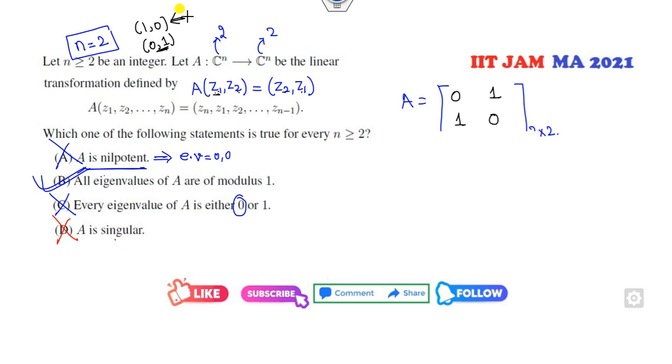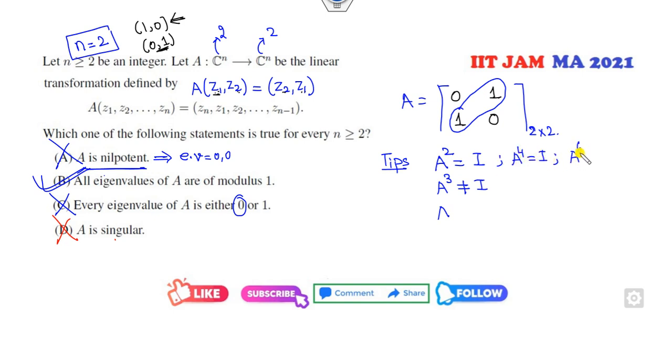Another tip related to this particular matrix, although this tip is not applicable for this example: whenever you have the diagonal entries 1, 1, then A square is always I. A cube is not I. Even powers are always I. A4 is I, A6 is I, and so on. But odd powers are not I. Always remember this when you have the diagonal entries as 1 and the other value as 0.